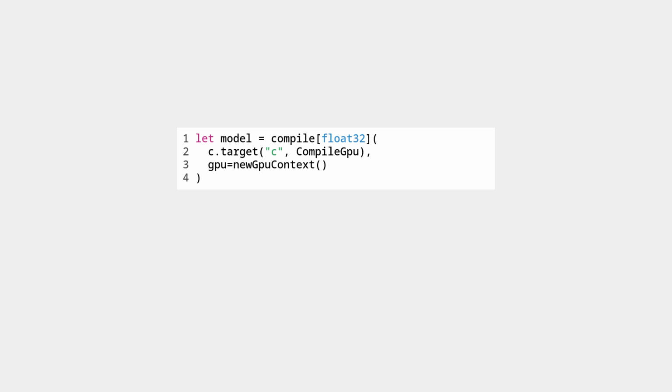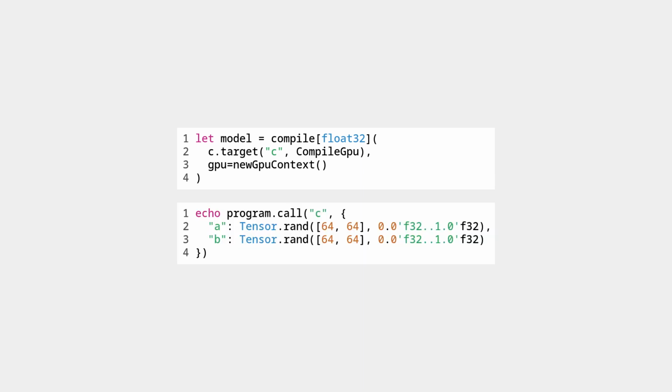You can compile your model for the GPU by setting the compile target parameter of the target you want to run on the GPU to compile GPU. You also need to pass a valid GPU context to the compile procedure. This allows you to select the GPU to use for executing the model in case your device has multiple accelerators. You can now execute the target just like you would if it was a CPU target. The input tensors will be automatically copied to the GPU, the target executed, and the result will be copied back to the CPU.